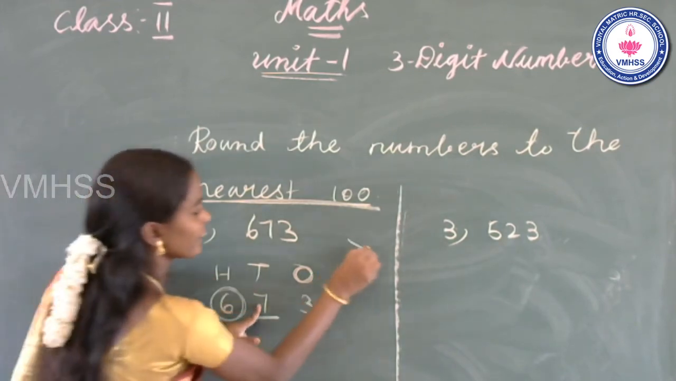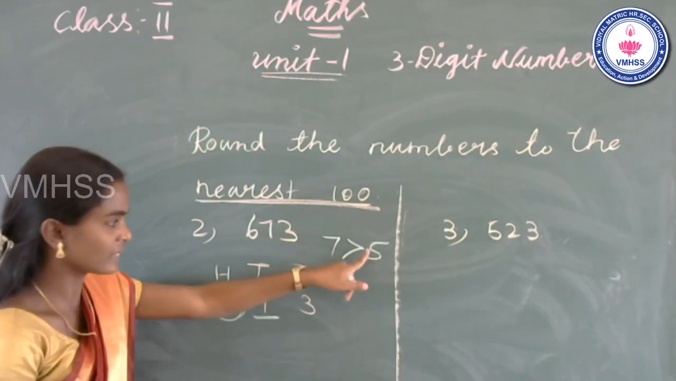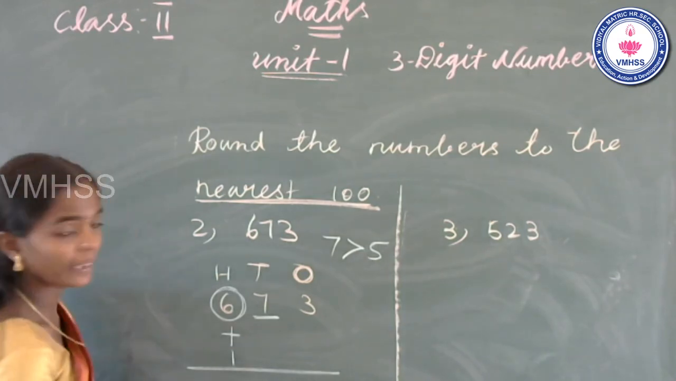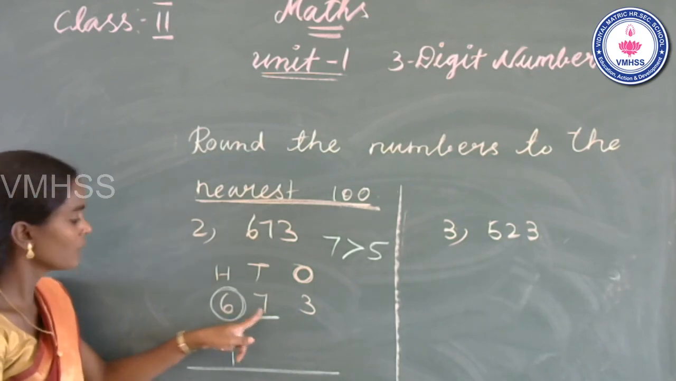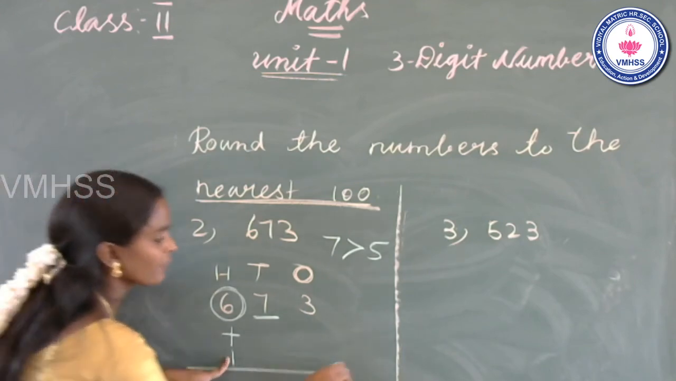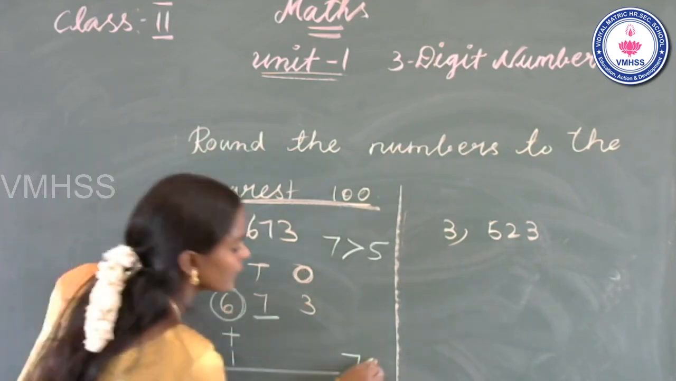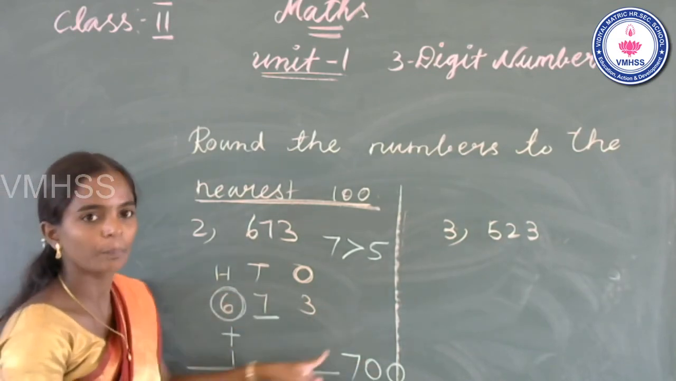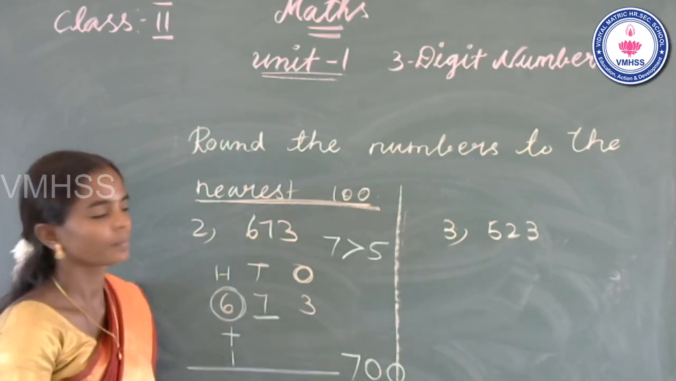So 7 is greater than 5. Since the tens place number is greater than 5, we add 1 to the 100 place. 6 plus 1 is 7. Tens place number and ones place number will become 0. So the nearest 100 is 700. Okay. Next one.